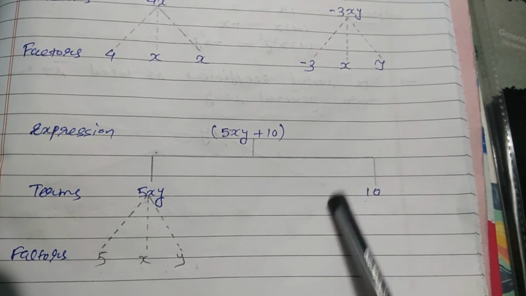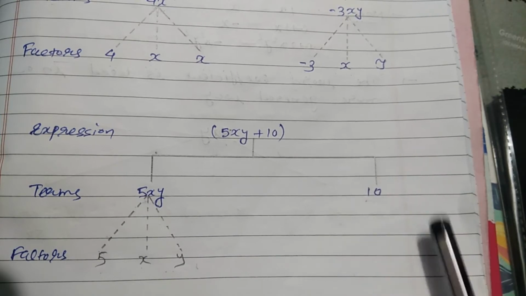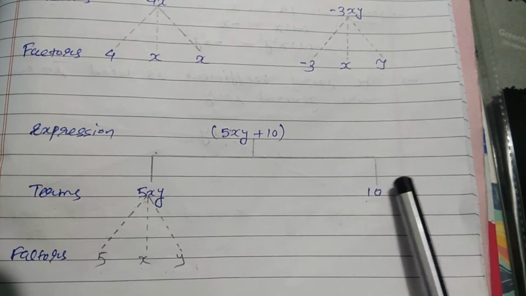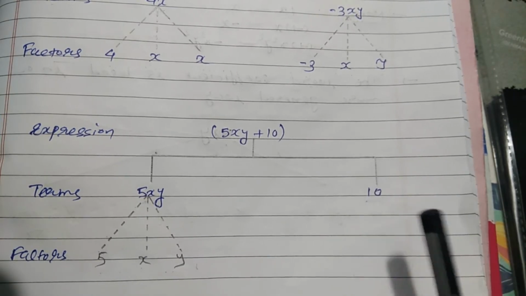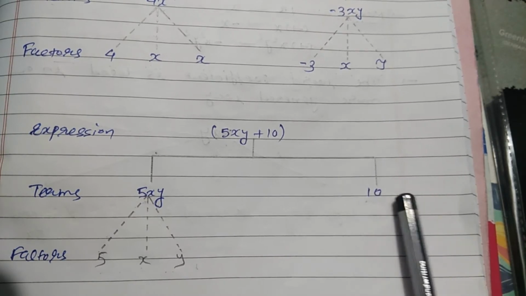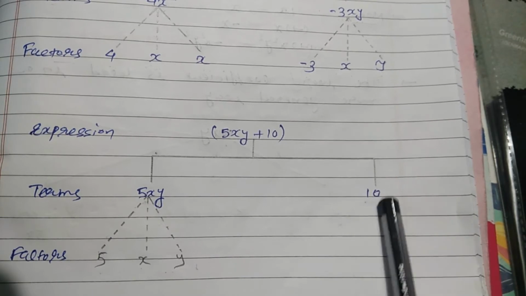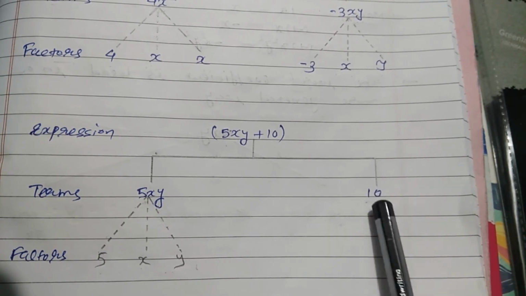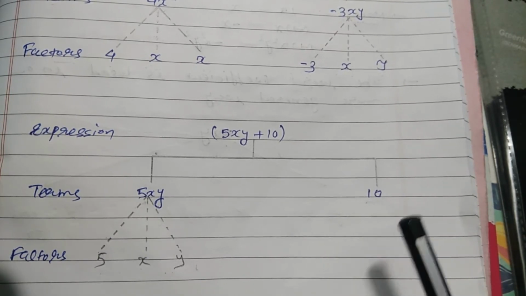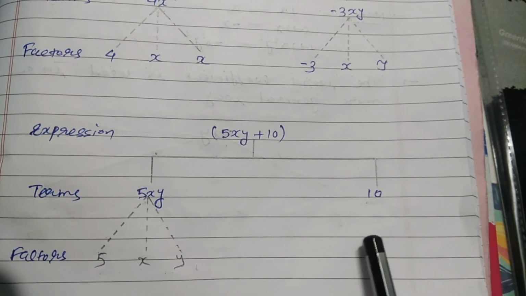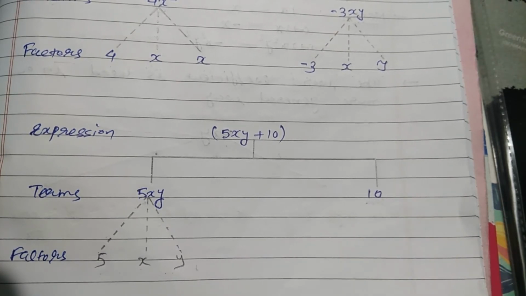As in any expression, when you draw a tree diagram, if there is only a constant term, meaning only the numerical value with no variables, we do not have to draw a dotted line. We have to put it as it is.